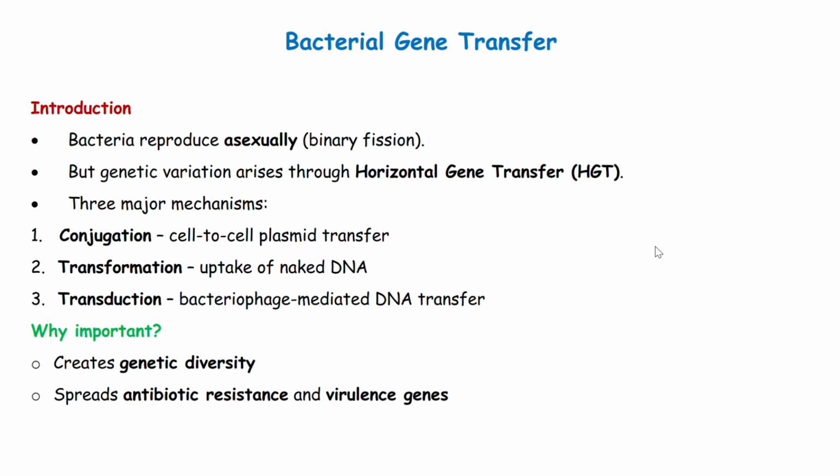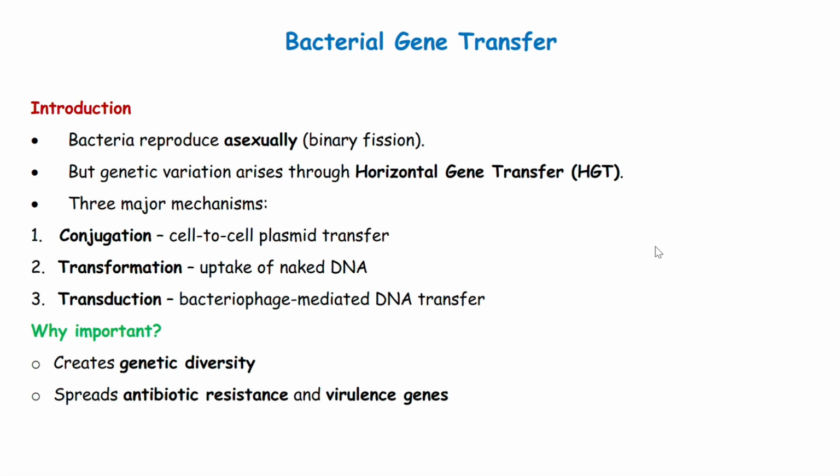Today we will explore how bacteria share genetic material. Normally bacteria reproduce by binary fission, making identical copies of the bacteria. That gives them numbers but not much variation. To adapt and survive, they use something called horizontal gene transfer. Horizontal gene transfer means DNA moves between bacteria, not from parent to offspring.